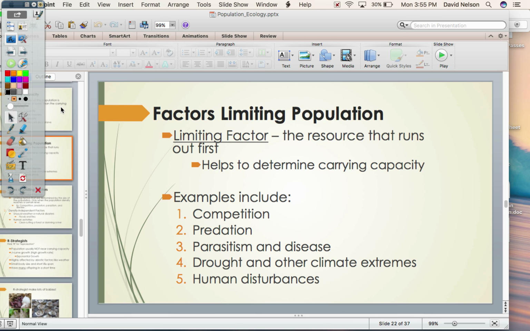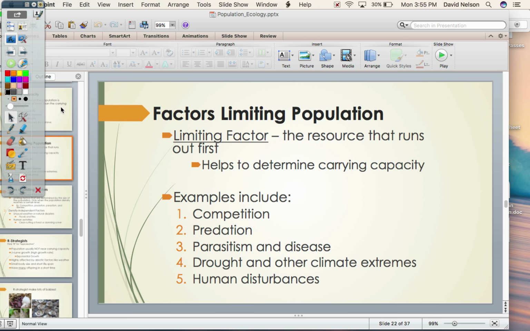So some other things that will affect our population is our limiting factor. The resource that runs out first is the one that's our limiting factor. So within any environment, we talk about resources. There are multiple resources we need. We need food, we need water, we need some sort of shelter generally, or some at least place to live, whether that be in a tree, whether that be in a hole in the ground. We need these resources. So the one that runs out first is the one that we call our limiting factor.